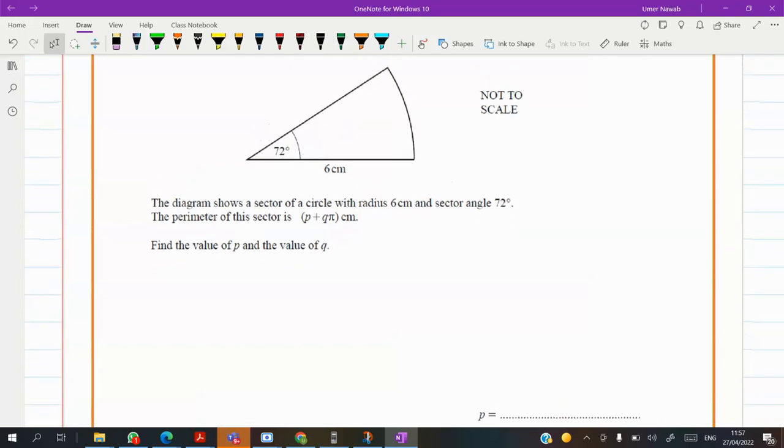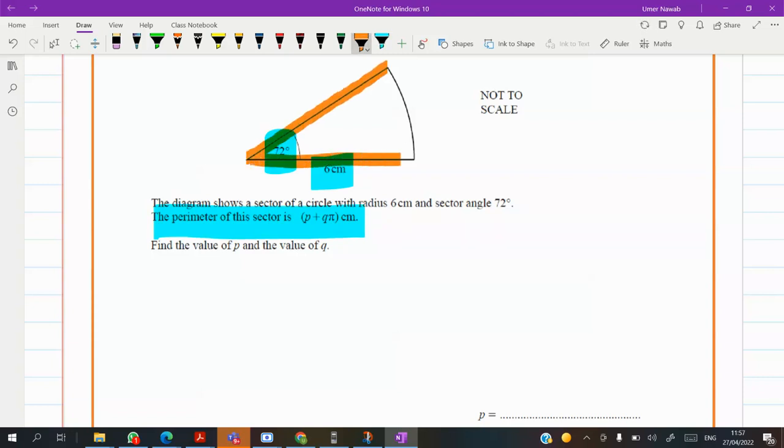Next question, he said that you need to find the area of a sector. The angle is 72, the radius is 6. Is he talking about area? No, he's talking about perimeter. Didn't I say perimeter is this plus this plus this? So perimeter is made up of two sides and one arc.